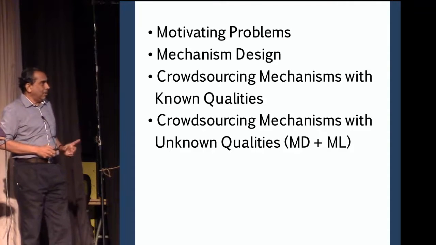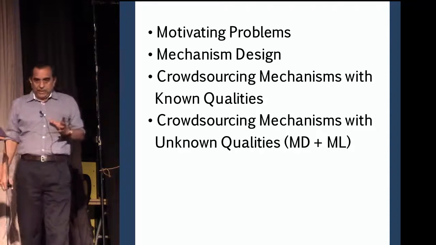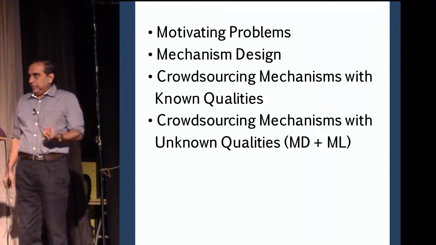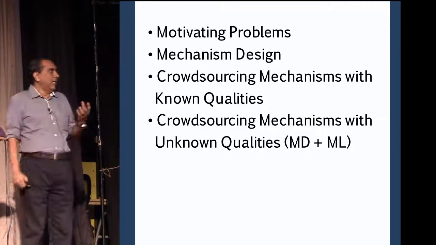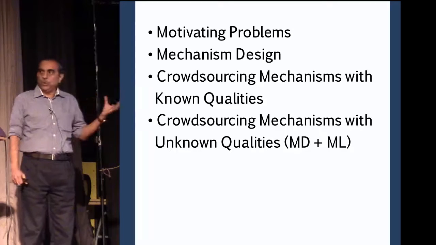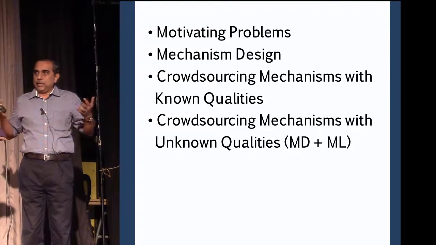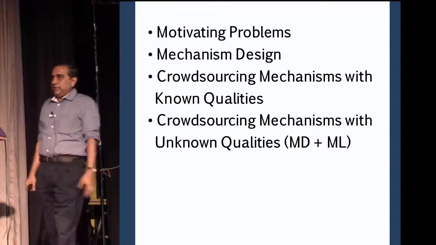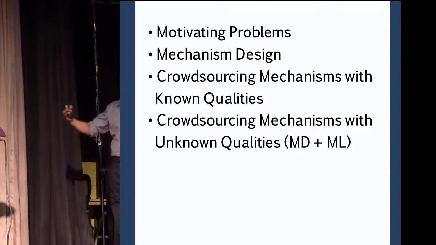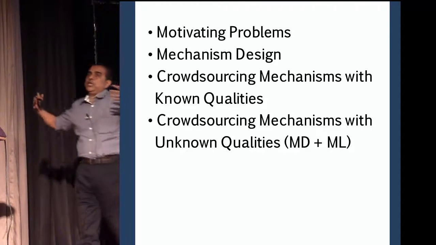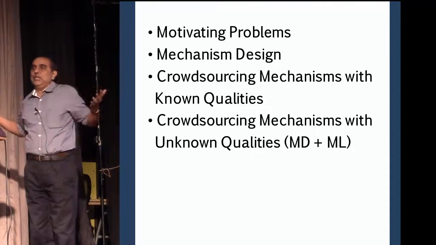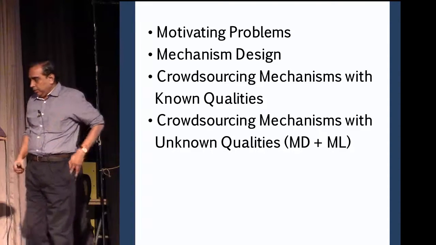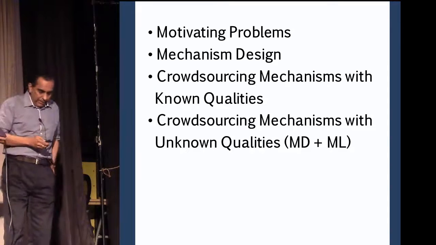In the third part of the talk, I will try to provide an application where we have designed a crowdsourcing mechanism in a specific context. I call this crowdsourcing mechanisms with known qualities, where the qualities of the crowd workers are already known. And finally, I will also try to say why mechanism design and machine learning will have to be used in conjunction if you want to come up with a complete solution to the design of a crowdsourcing mechanism problem. So that is in some sense the outline of my talk.